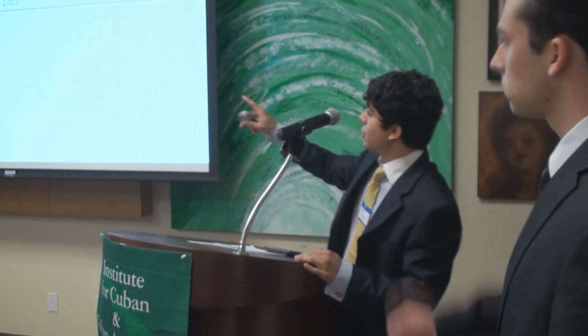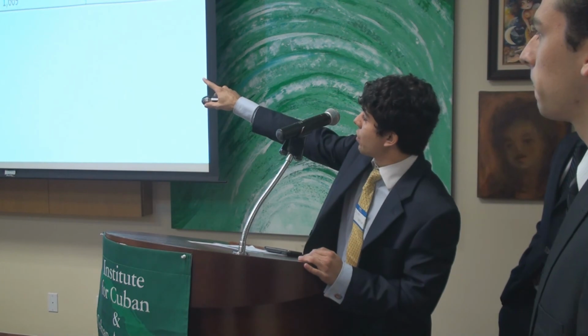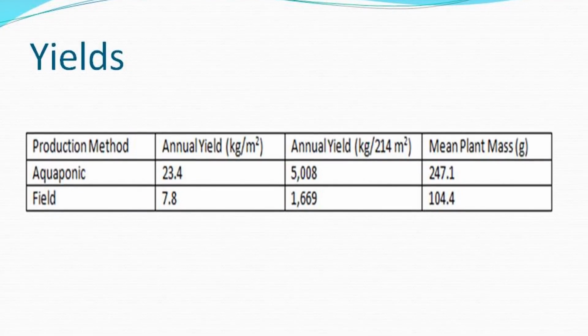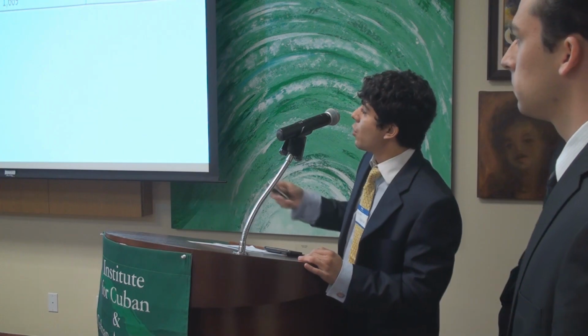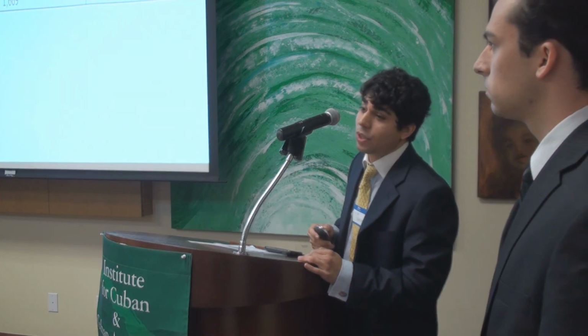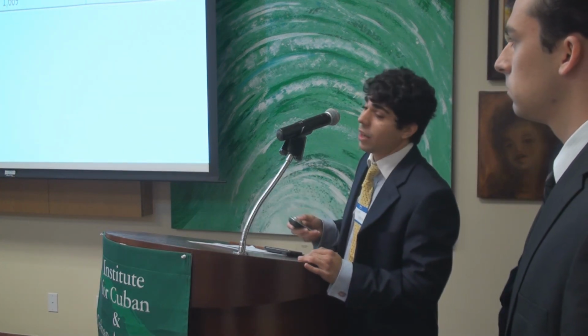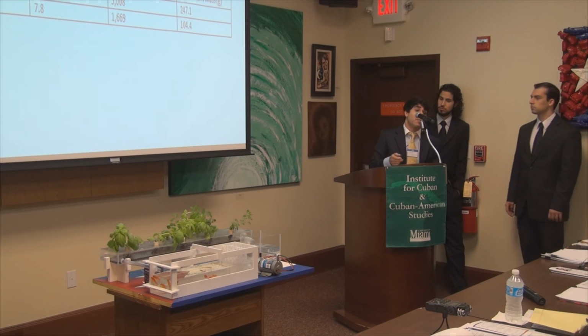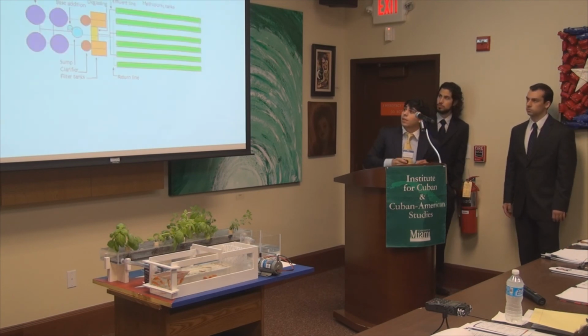So one of the things I wanted to discuss very quickly is the yields. You have the aquaponic bed producing about 3 times as much annual yield of the basil, which is very formidable, very low energy, which my colleague is going to explain, and you have far less room taken up by the aquaponics.